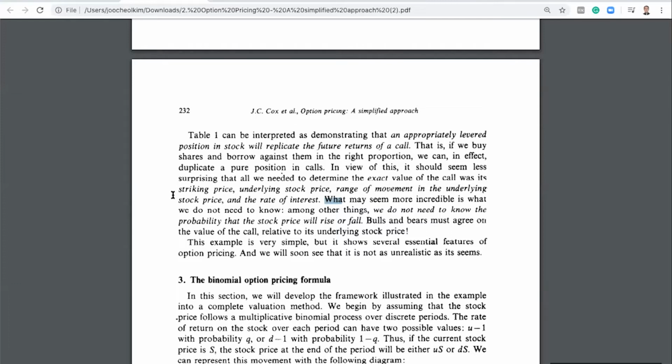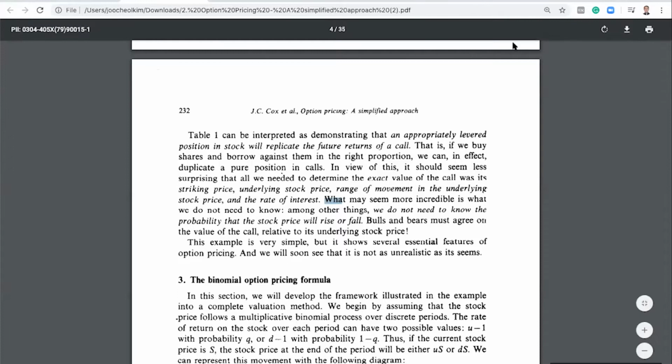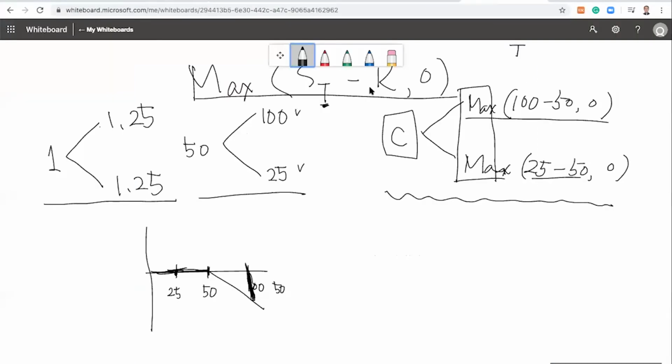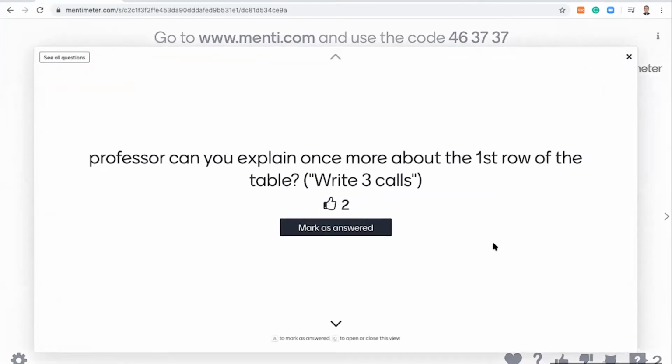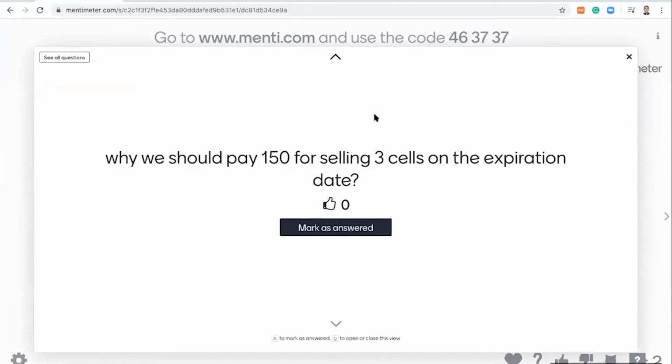So that's the end of section 2. And now I'm going to wait for your questions. Okay, we already have a question. Explain once more the first row of the table, right? 3/4.